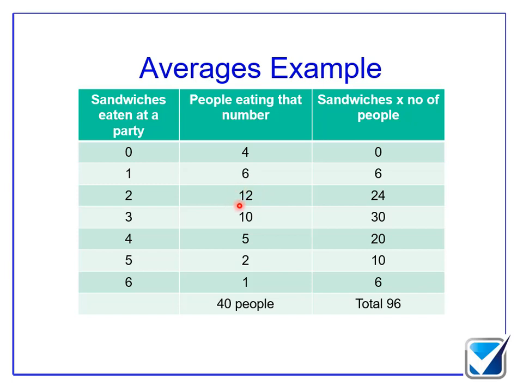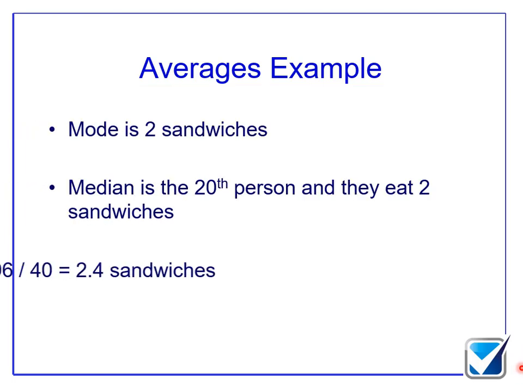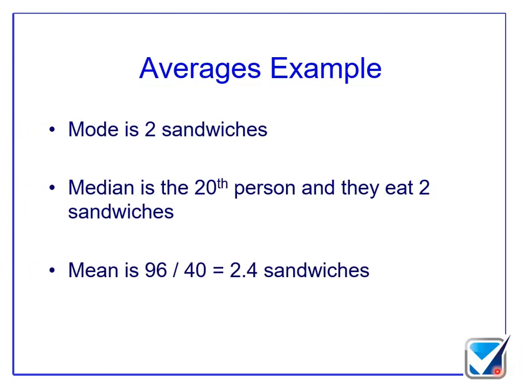Okay, so my mode is 2 sandwiches and my median is 2 sandwiches. Surely that now means the best average must be 2 sandwiches. Not quite, because now we look at the mean, and the mean looks at this total of 96 sandwiches consumed in total by 40 people, and that now says to me that the average number of sandwiches eaten based on the mean is going to be the 96 divided by 40.